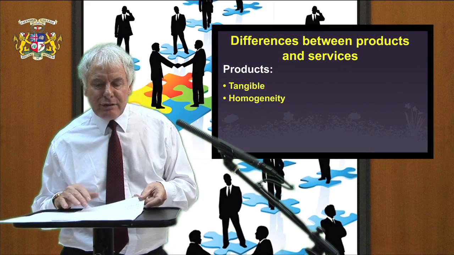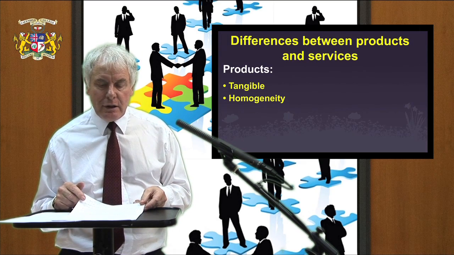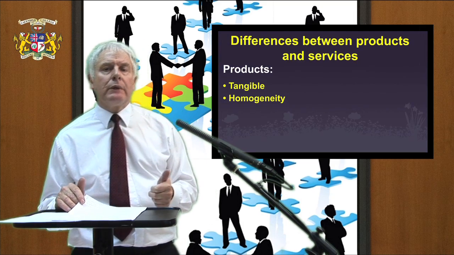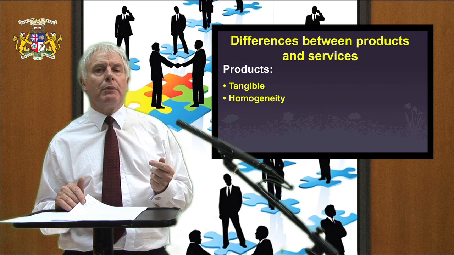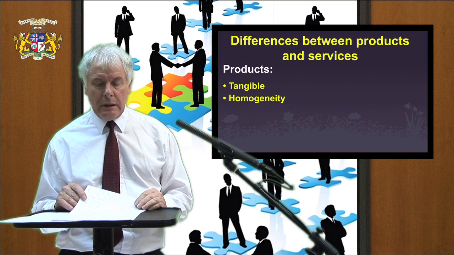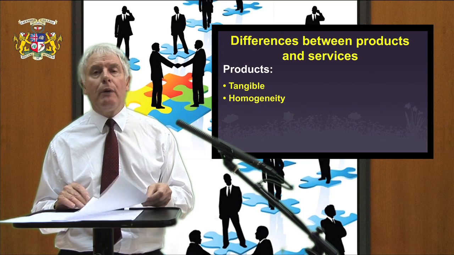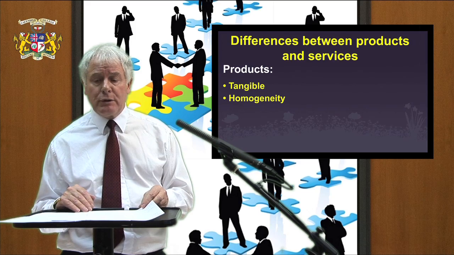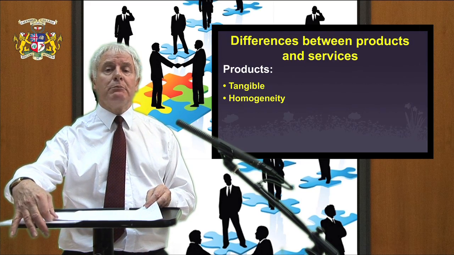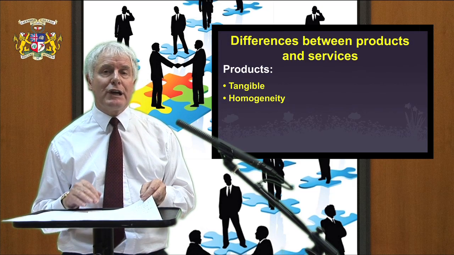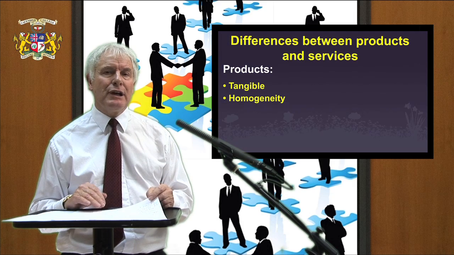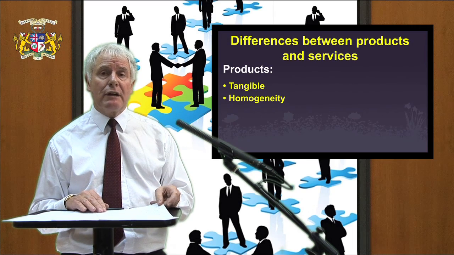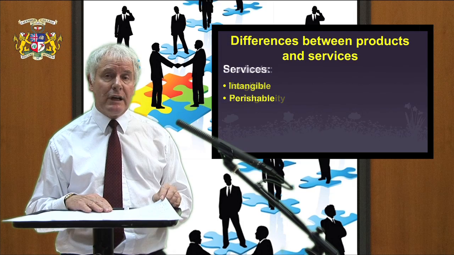We need to consider the differences between products and services. Products are tangible, they're visible, we can see them, they have size, shape, weight, colour, and very often they are homogeneous, they are identically the same. Even if a motor car might be the same manufacturer, the same model, different shades of colour on the outside of the car, but the interior in effect is the same. So products are fairly obvious and straightforward, and you recognise them fairly easily.